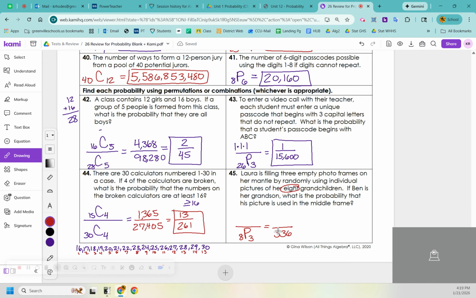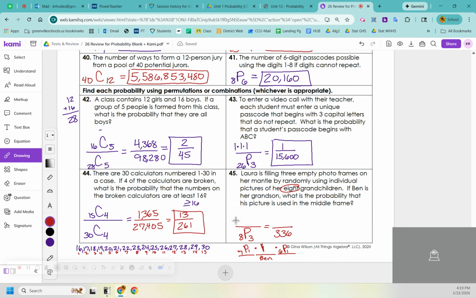Now, if Ben is in the middle, we know that one. So to show you how I showed you in class, Ben is in the middle. There's no option. That's 1. This is Ben. So there was 8. Now we got rid of Ben. Now there's 7 to choose from. So I could do 7 pick 1 here, and now we'd be down to 6, pick 1 here. I apologize, pick, not choose. 7 pick 1, 6 pick 1.